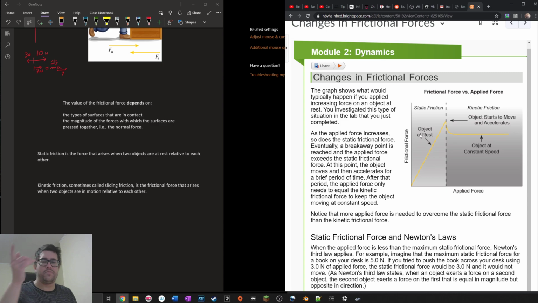So we could see that with our box earlier. 188 did not change. Whatever force I was applying to the box, it kept pushing back at 188.